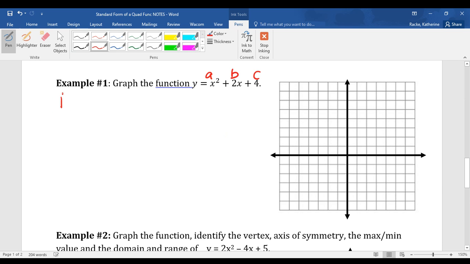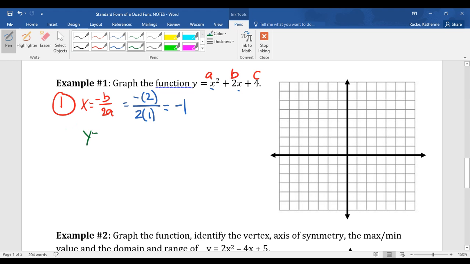So let's find the x value of our vertex. So x equals, remember, negative b divided by 2a. We're going to plug those in. So x equals negative, our b value is 2, divided by 2a, our a value is 1. 2 times 1 is 2, so negative 2 divided by 2 is going to give us negative 1. So if x equals negative 1, we need to take that negative 1 and plug it in for x here so we can solve for the y value. So I'm going to go ahead and do that.